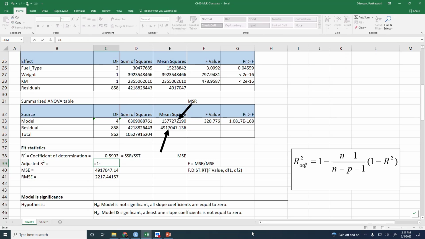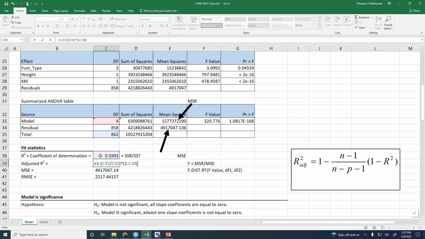So it is 1 minus n minus 1, which is the degrees of freedom of the total, divided by n minus p minus 1, which is the degrees of freedom of the model. So that ratio gives you this part. And then you multiply by 1 minus R squared, and that gives you adjusted R squared.